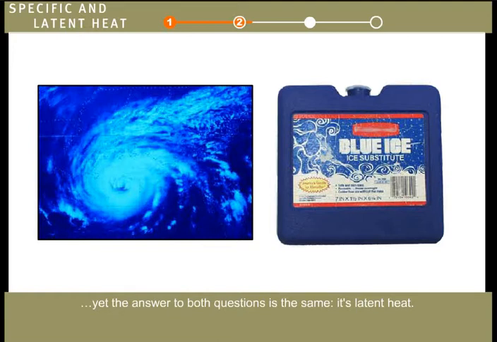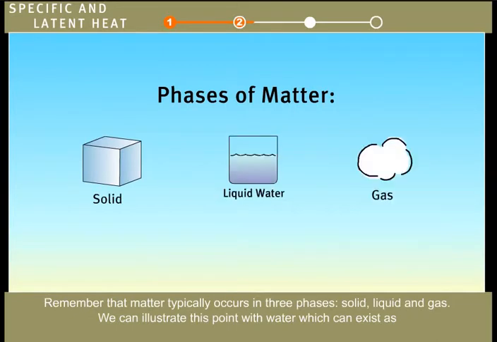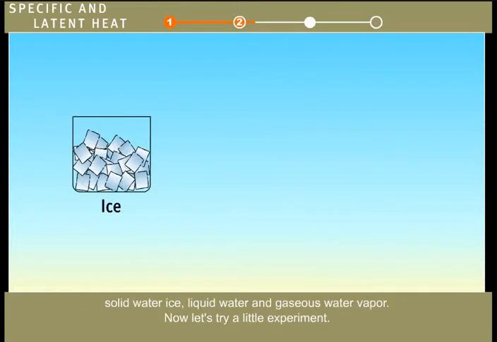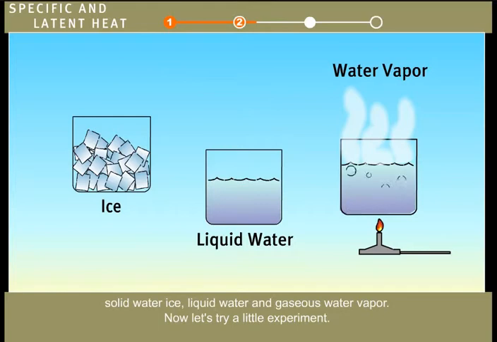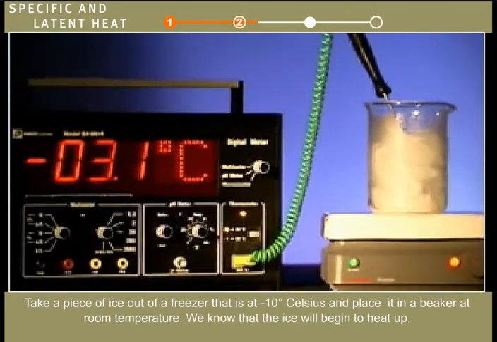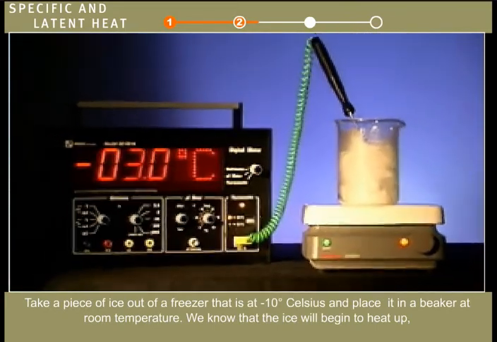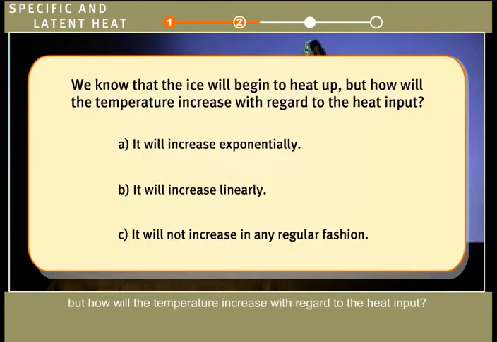It's latent heat. Remember that matter typically occurs in three phases: solid, liquid, and gas. We can illustrate this point with water, which can exist as solid water ice, liquid water, and gaseous water vapor. Now let's try a little experiment. Take a piece of ice out of a freezer that is at -10 degrees Celsius and place it in a beaker at room temperature. We know that the ice will begin to heat up, but how will the temperature increase with regard to the heat input?